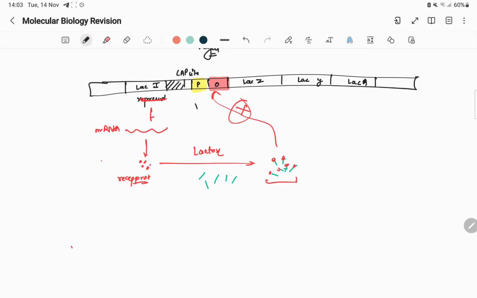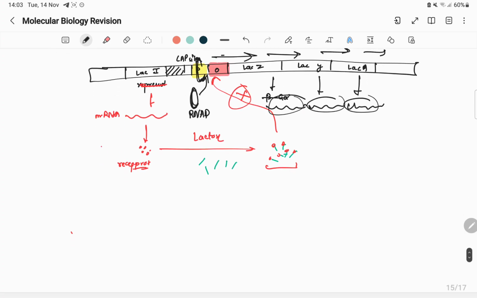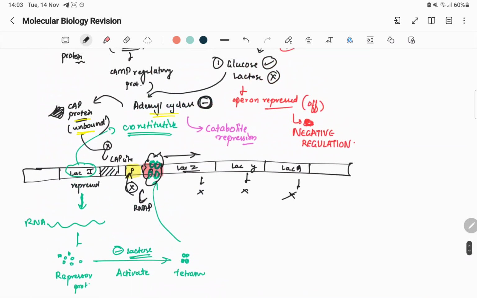So easily the RNA polymerase can attach to the P site and continue the transcription process. Due to the transcription, lac Z will give the mRNA for beta galactosidase, and there will be mRNA for permease and for transacetylase. So this mRNA, composed of the products of the three genes, is called a polycistronic mRNA. This will give your beta galactosidase, your permease, and your thiogalactoside transacetylase.